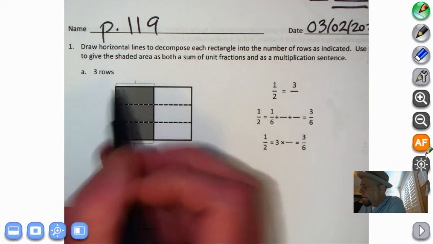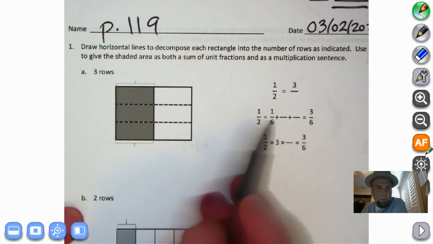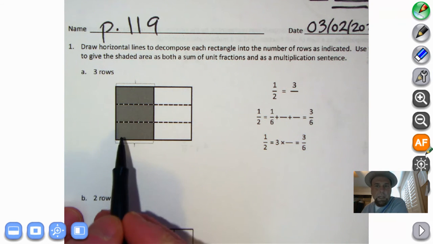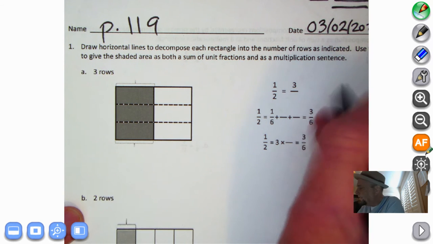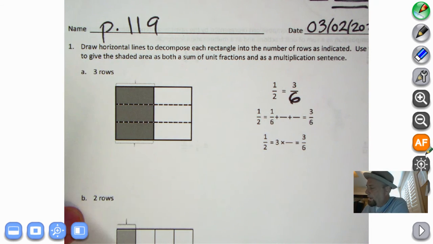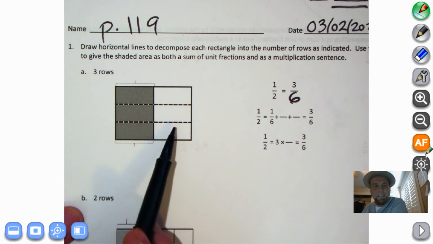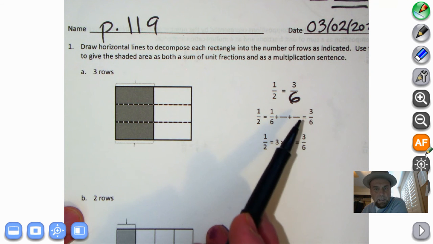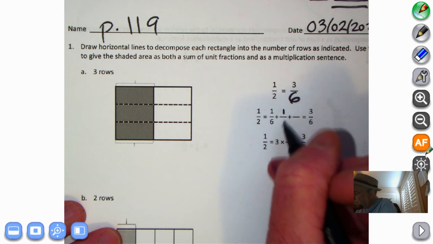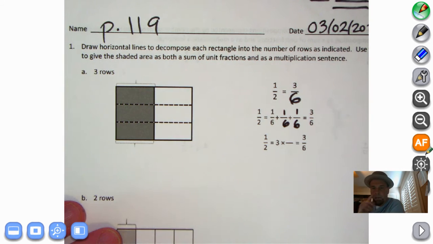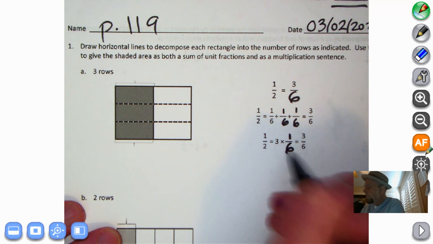It was 1/2, and then we made 3 rows, right? So 1/2 would equal now 1, 2, 3. That's the numerator. Out of 1, 2, 3, 4, 5, 6. So 3/6. See how that worked? We had 1/2. We cut it in 3 rows, and now we have 3 out of 6, or 3/6. So 1/2 is equal to 3/6. What's it equal? It equals 1/6 plus 1/6 plus 1/6. So we get a total of 3/6. Or we could say 3 times 1/6 equals 3/6.